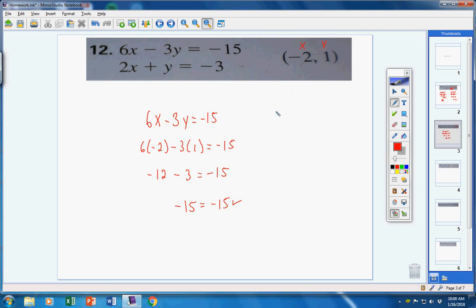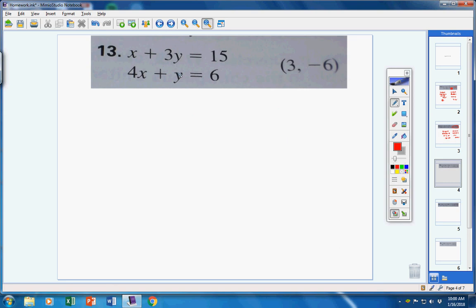Alright, now let's take our second equation. Where the x is, I will substitute a negative 2. Where the y is, I will substitute a 1. And we get negative 4, positive 1, which equals negative 3. So it checks. So we're good. Number 13. Alright, let's take our top equation here.